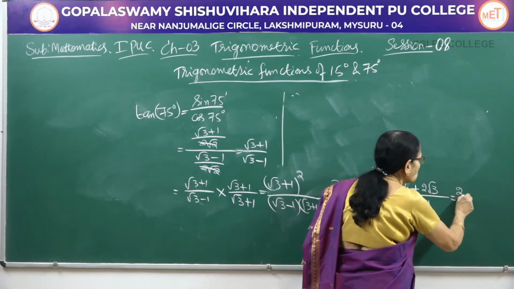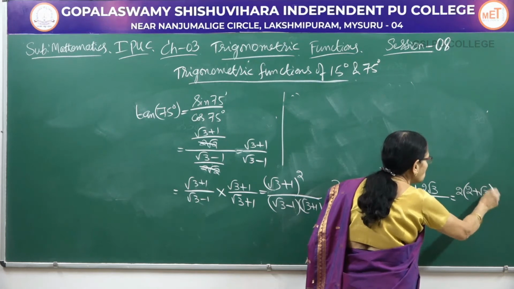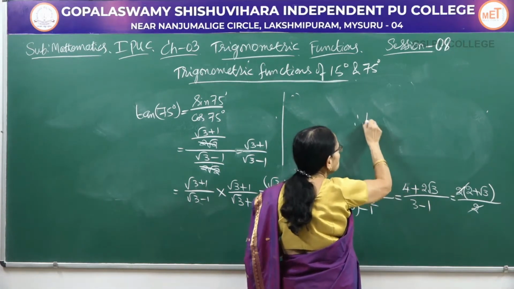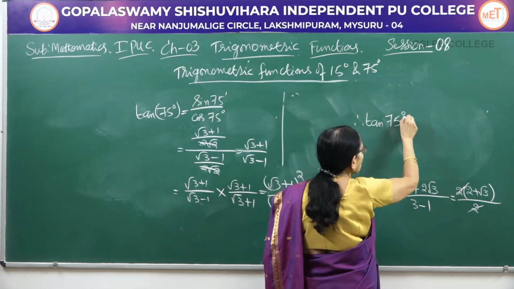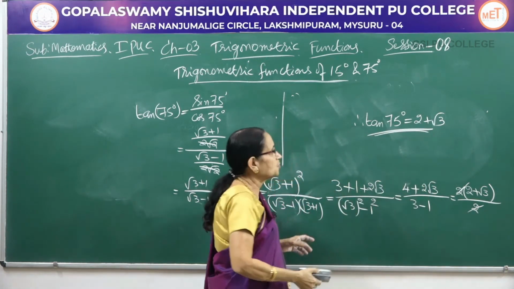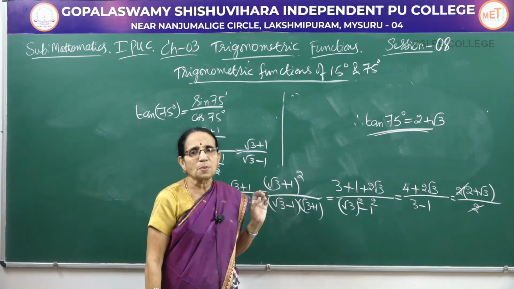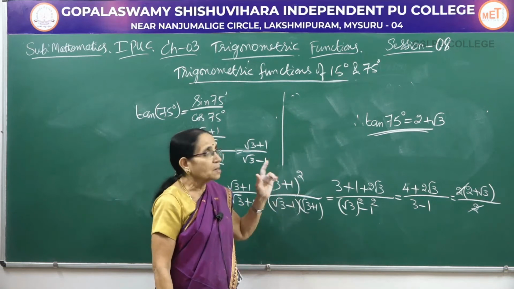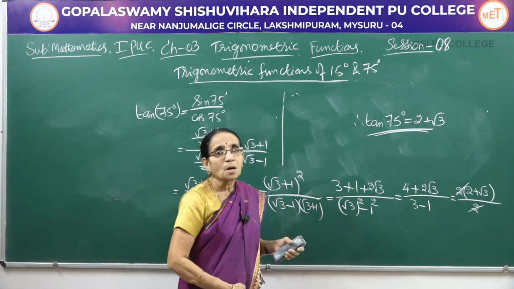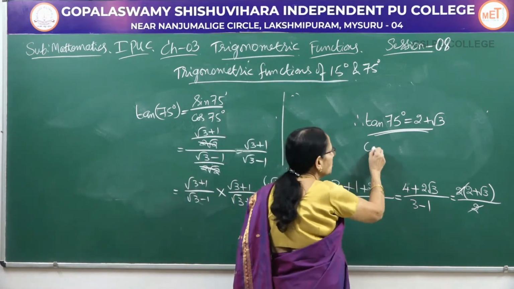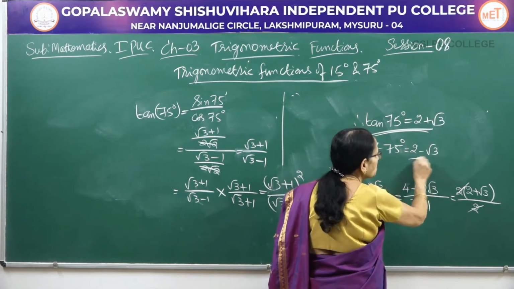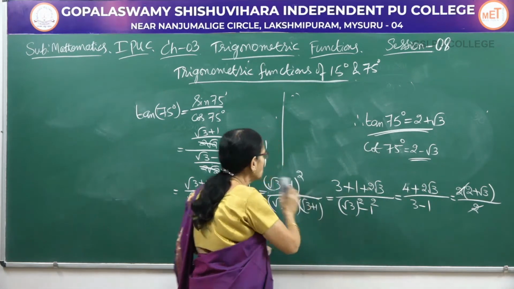From the numerator you take 2 as common factor. It is 2 into 2 plus root 3. Denominator is 2. 2 and 2 get cancelled. Hence we can write the value of tan 75 as 2 plus root 3. So this is the value of tan 75. So sin 75 is root 3 plus 1 by 2 into root 2, and cos 75 is root 3 minus 1 divided by 2 into root 2. Tan 75 is 2 plus root 3. Similarly, when you take cot 75, the reciprocal of this one, again we rationalize, we get the value 2 minus root 3.